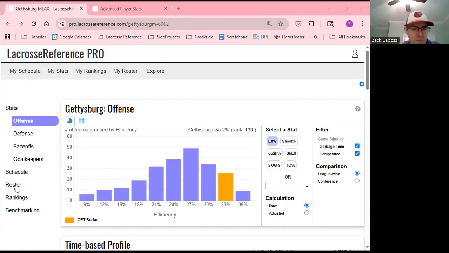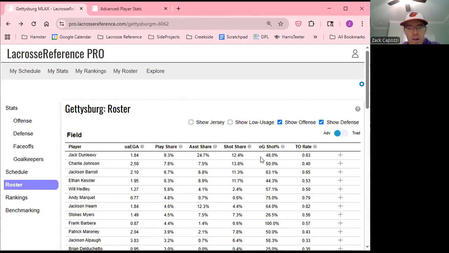So we're looking at Gettysburg. We're going to look at individual players. We might think about how we want to game plan for an individual guy. So we'll just pull up Charlie, who's generally a very efficient player and pretty involved in the offense.